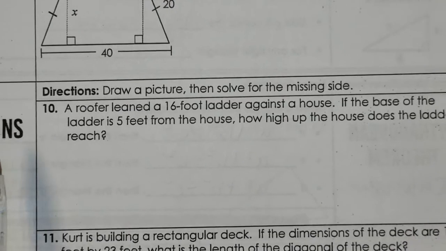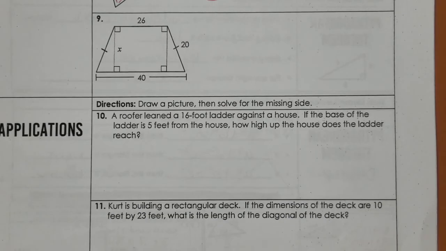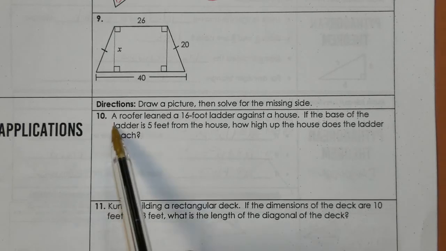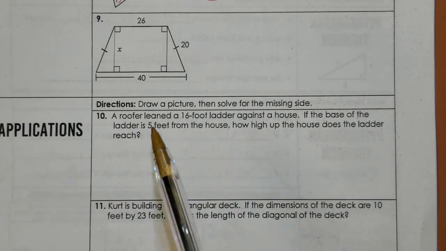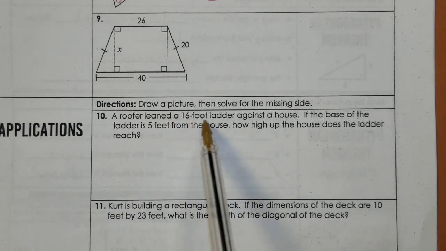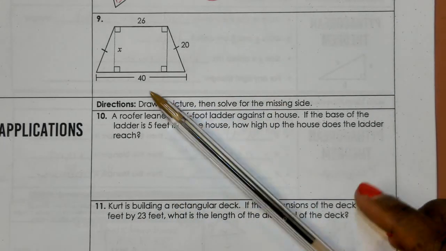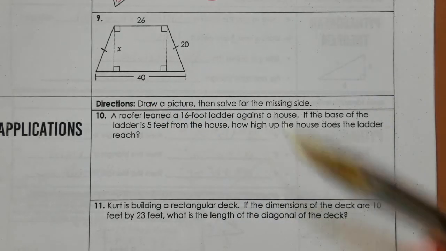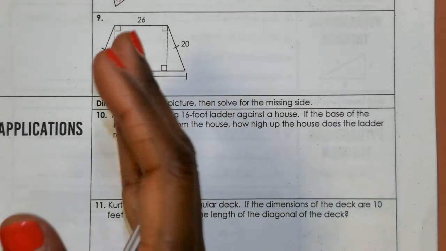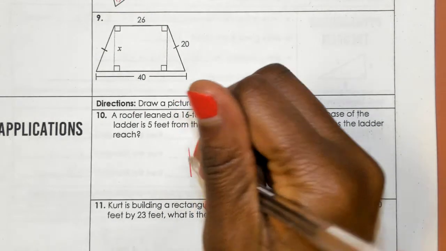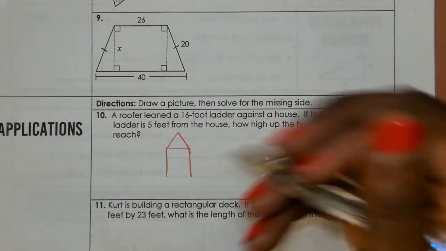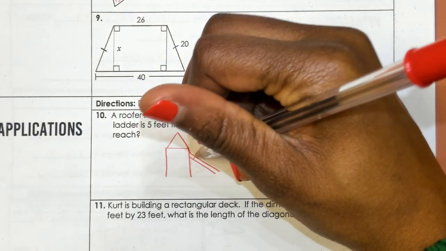For the applications, just a couple hints, because really this is seeing if you can read and comprehend what you're reading. So this is going to really mesh with English very well. You want to be able to visualize what is happening here. A roofer leaned a 16-foot ladder against a house. When you lean a ladder against a house, it's going to have a slant to it. You can make your house on the left or the right, it doesn't matter, but you do need some sort of house where there's a ladder leaning up against it.